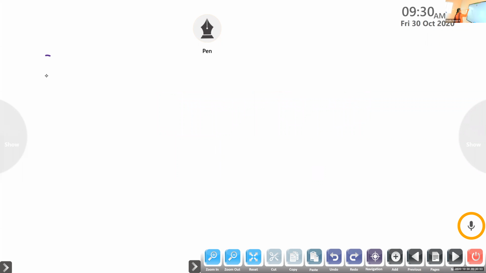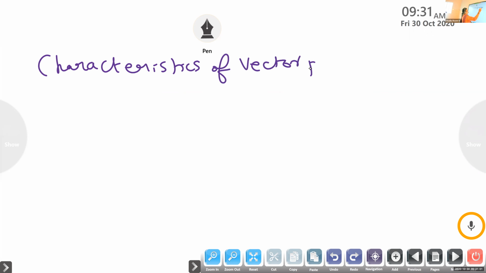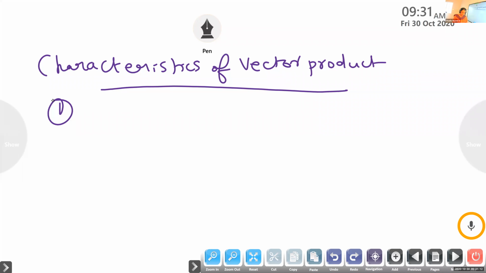Now we have to move on to characteristics of vector product. Same, i cross i, what is it going to be? That is what we are going to learn. So it also has characteristics. Dot product is also known as scalar product, but cross product is known as vector product. So that is the difference. We will be writing that way.